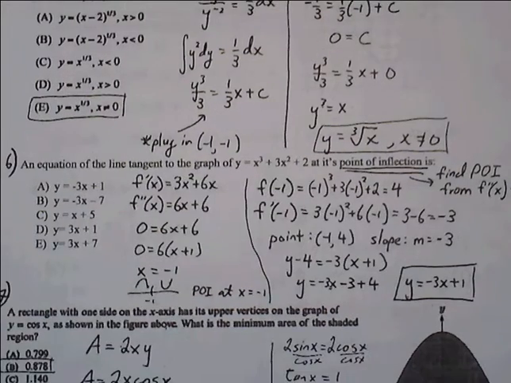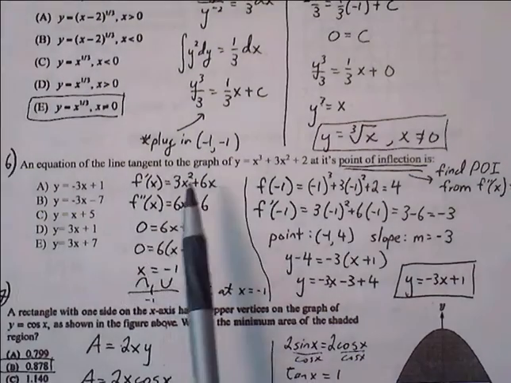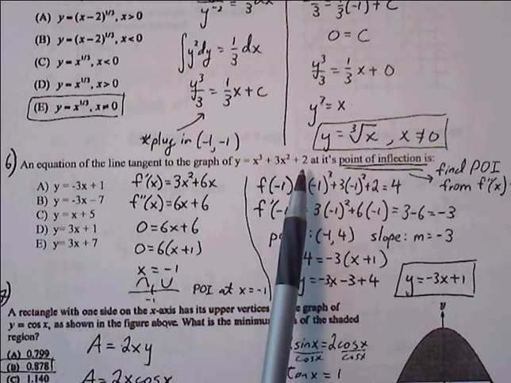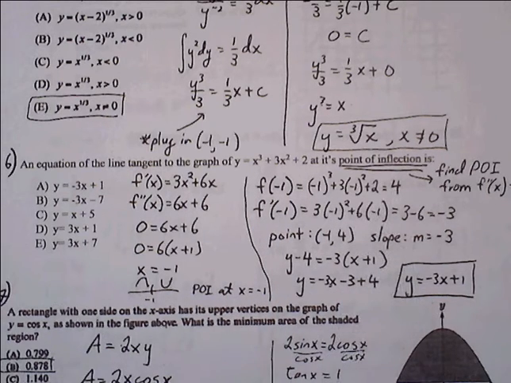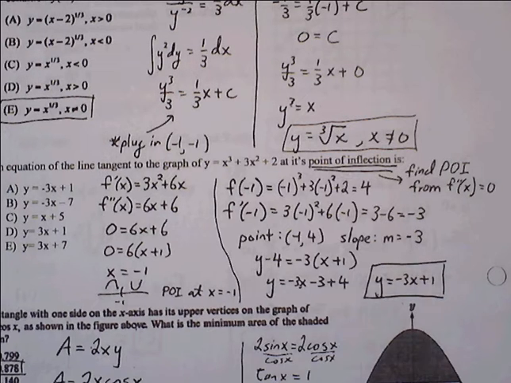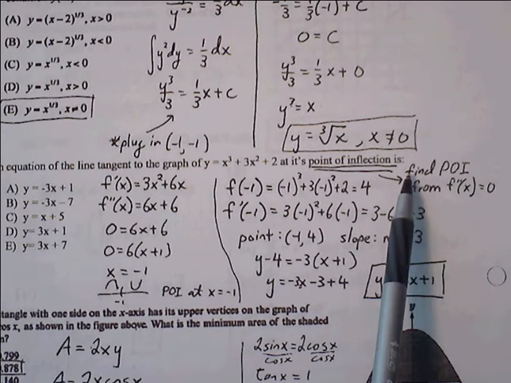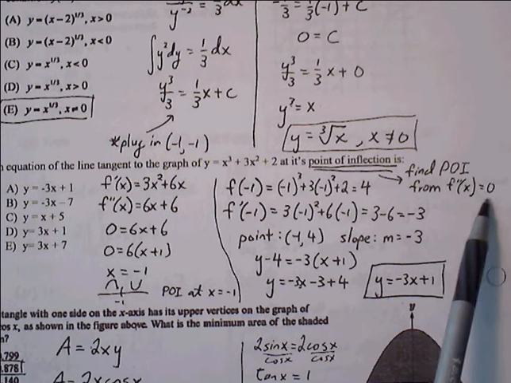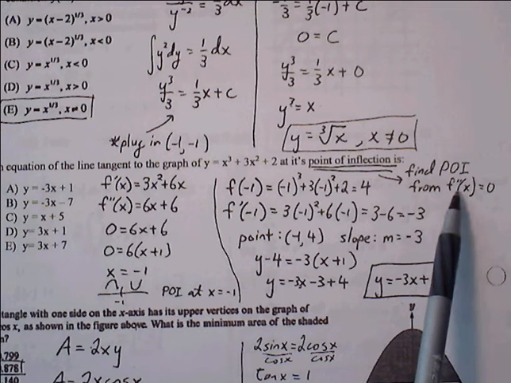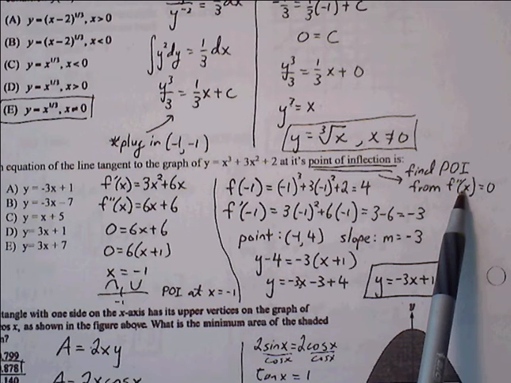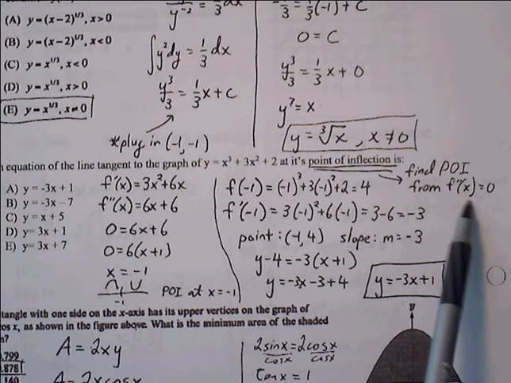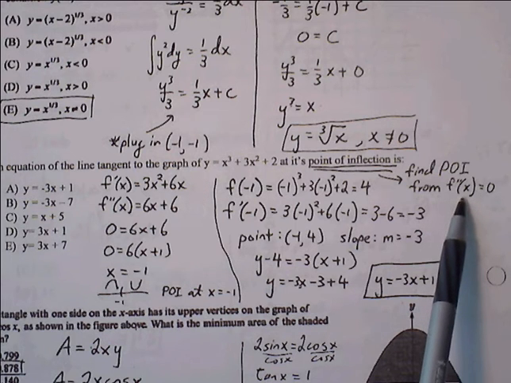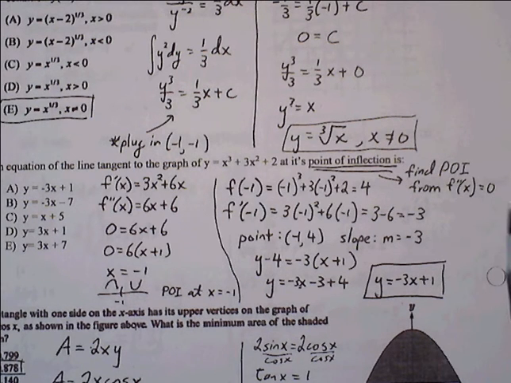Okay, number 6, equation of the line tangent to the graph y equals x cubed plus 3x squared plus 2 at its point of inflection. So let's think about where a point of inflection is. A point of inflection is going to occur where f double prime is equal to 0. Just because f double prime is equal to 0 doesn't mean that there is a POI, but this is going to be a potential. This is where POIs are found, by setting the second derivative equal to 0.